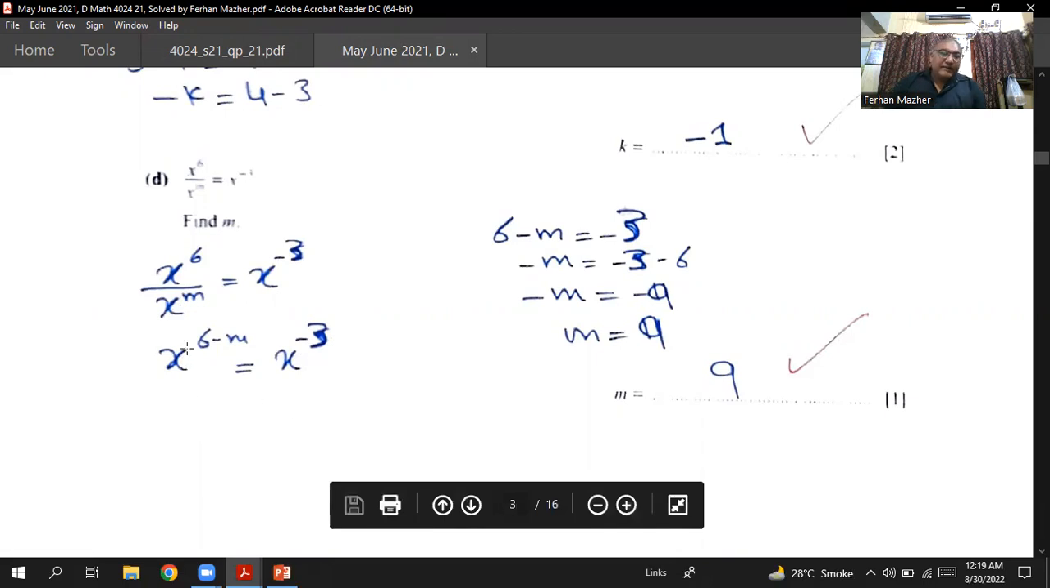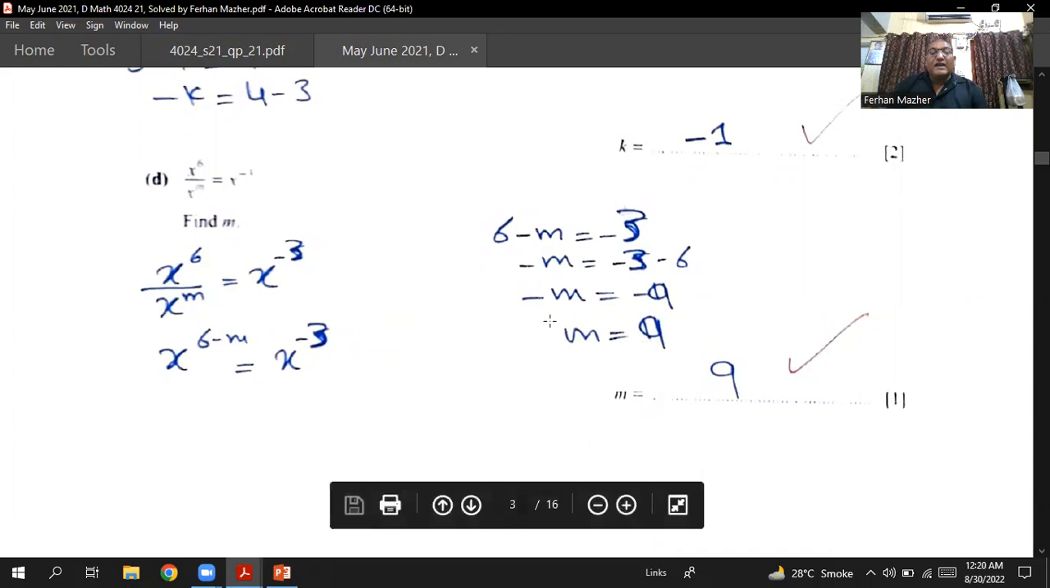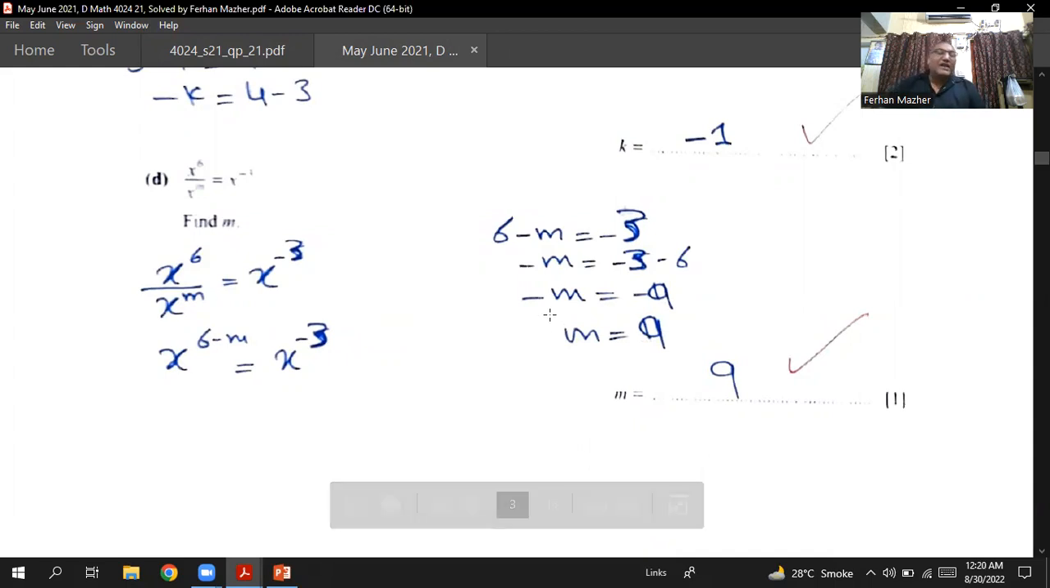So they are equal and the bases are the same, so that means the powers are also the same. Compare the powers: 6 minus m is equal to minus 3. So minus m is equal to minus 3 minus 6. Minus m will be equal to minus 9, and the minus signs cancel. So m will be equal to 9. So the value of m is 9.